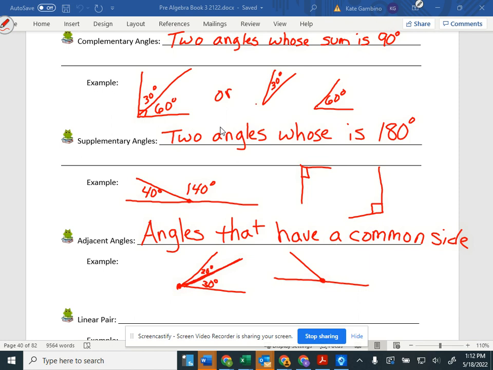Complementary don't have to be next to each other. Supplementary don't have to be next to each other. Adjacent have to be next to each other. Okay, so if two angles are right next to each other, they are adjacent, if they share the vertex and share a side.